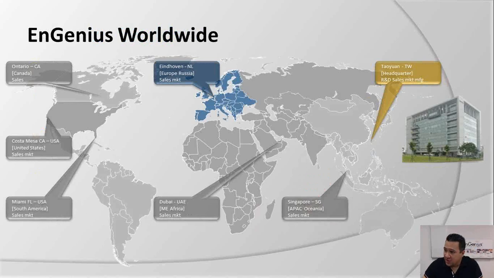Just to let you know, EnGenius is a worldwide company with headquarters in Taiwan. Also, the R&D is in Taiwan. And we have offices all over the world, in the US, in the Middle East, also covering Africa. We have an office in Singapore, and I am from the European office in Eindhoven in the Netherlands, where we also have a sales office and a marketing office.